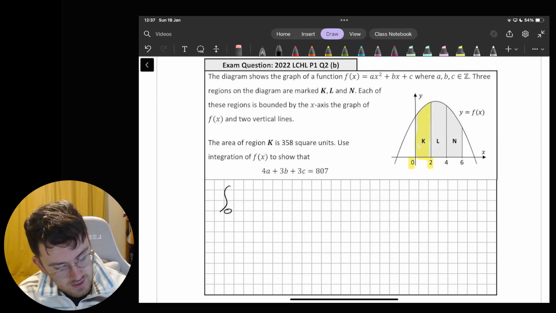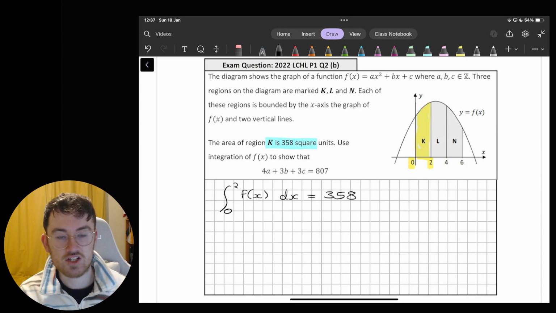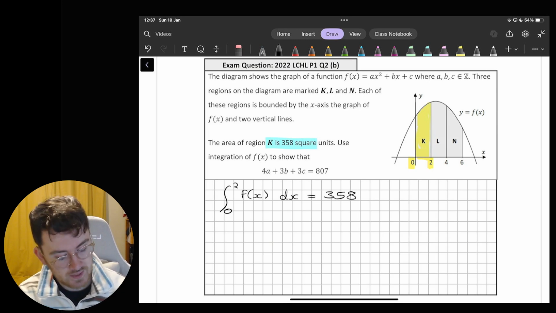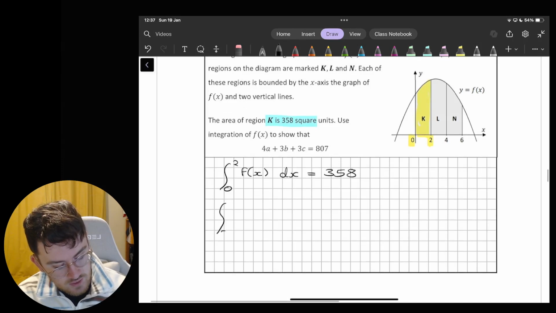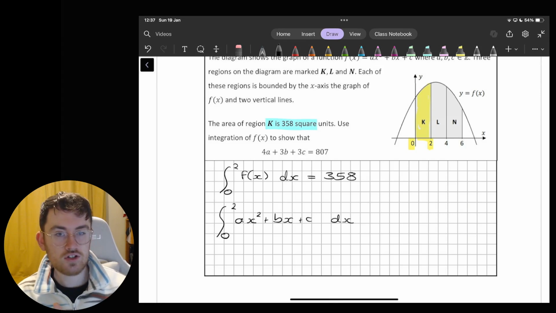So I'm integrating between 0 and 2 the function f of x, and I am expecting the answer to be 358. So that's me taking from this part here that area should be 358. Okay, so let's focus on the integral first of all. Now the function that I'm integrating has a lot of variables. It has a's, it has b's, it has c's. The answer also has a's, b's, and c's, so I'm not going to allow that to throw me off.